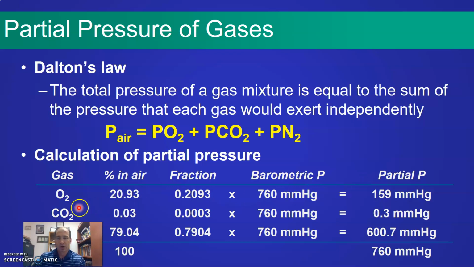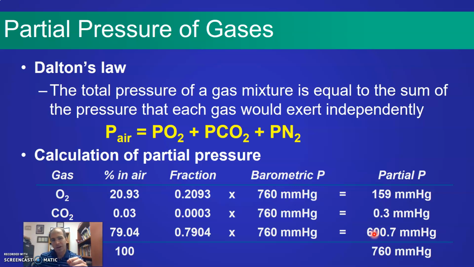We can do the same thing for CO2, and we get a fairly small number. And we can do the same thing with nitrogen, and we get about 600 millimeters of mercury. So each of those gases has a pressure, a partial pressure. And that's going to be really key because pressure drives everything.